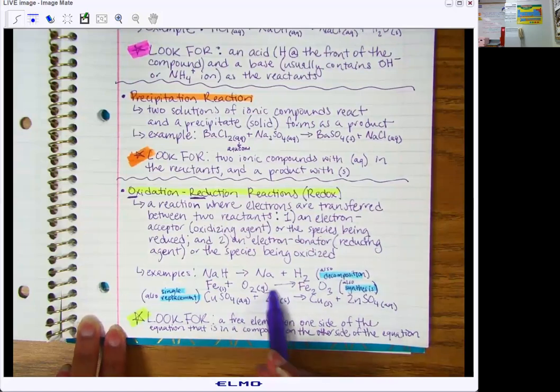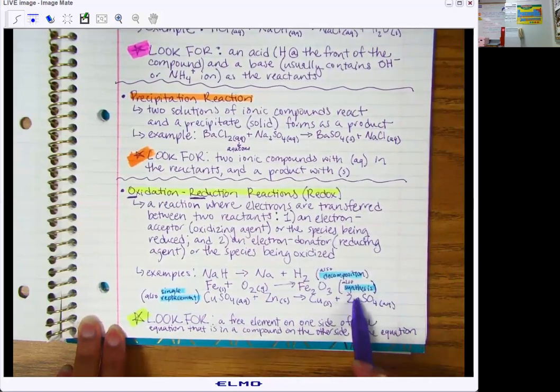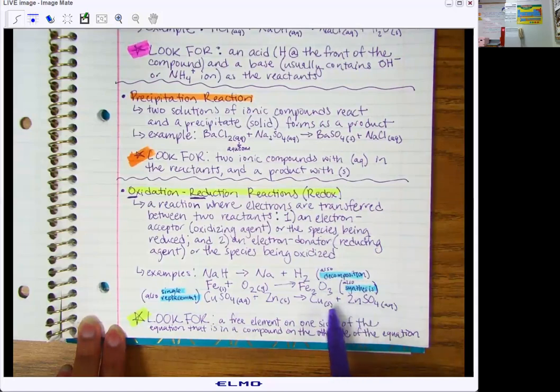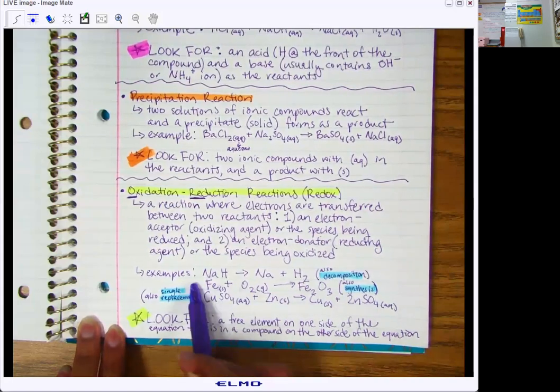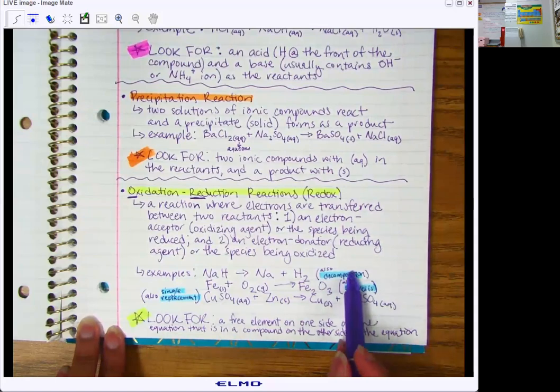Here we've got zinc on one side of the equation, that's a free element, and on the other side of the equation, it's in a compound. Actually, the same thing exists for copper. Copper is a free element on one side of the reaction, and on the other side of the reaction, it's in a compound. You'll notice that I've highlighted in blue that these reactions down here can also be classified as some of the 5 big reactions we saw on the previous page, right?